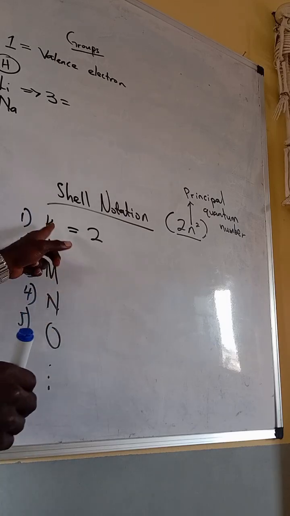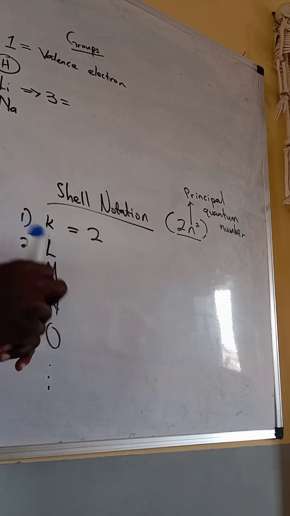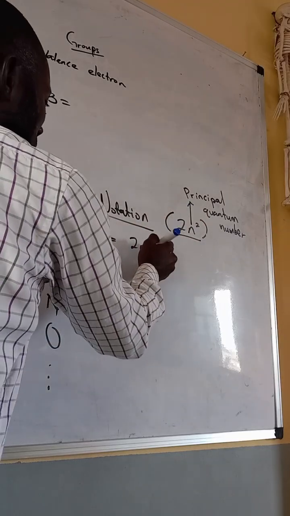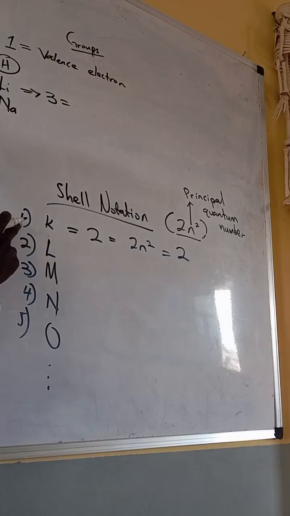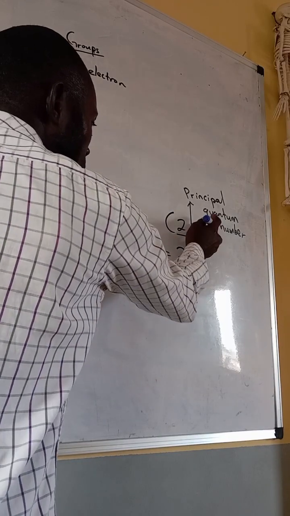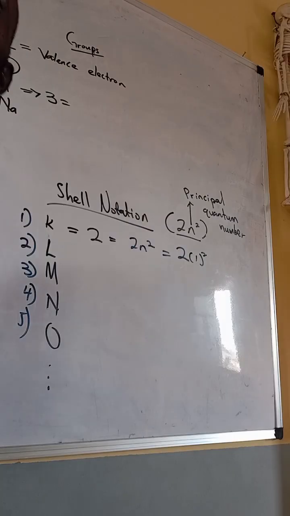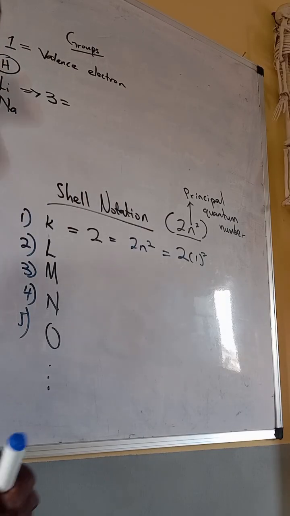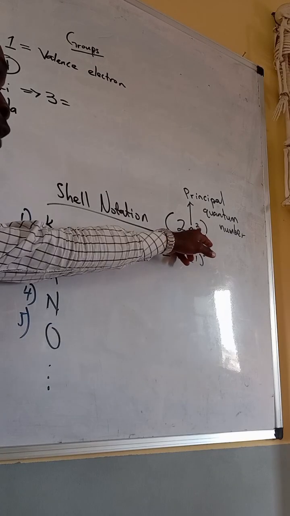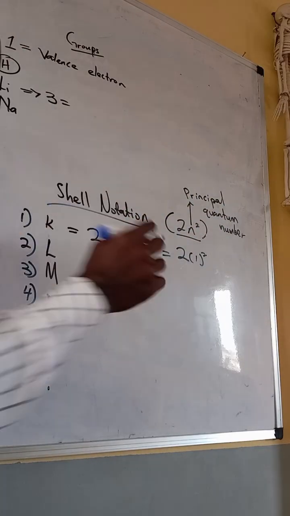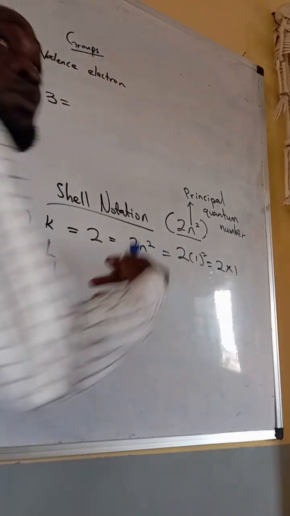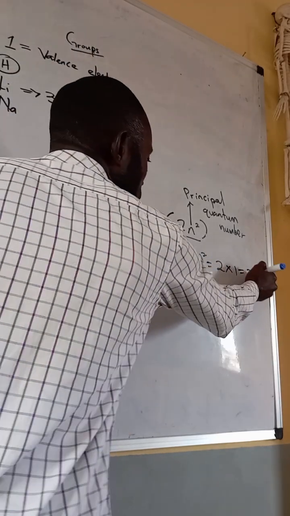Now, for us to know if it is really 2, put the formula here: 2n raised to the power 2. Put 2 here. This n, what does it mean here? Put the 1 here, raised to the power 2. And what is 1 raised to the power 2? 1 times 1. 1 raised to the power 3 is 1 times 1 times 1. Very good. 1 multiplied by itself the number of times of the power. So this is 1 times 1, which is 1. So we now have 2 times 1, which is 2. That is why the K shell is 2.